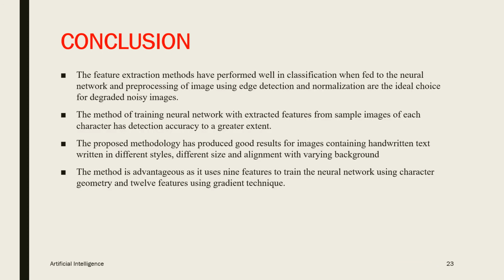Finally, the conclusion. The feature extraction methods have performed well in the classification when fed to the neural network, and preprocessing of image using edge detection and normalization are the ideal choice for degraded noisy images. The method of training neural network with extracted features from sample images of each character has detection accuracy to a greater extent. The proposed methodology has produced good results for images containing handwritten text written in different styles, different size and alignment with varying background. The method is advantageous as it uses 9 features to train the neural network using character geometry and 12 features using gradient technique.